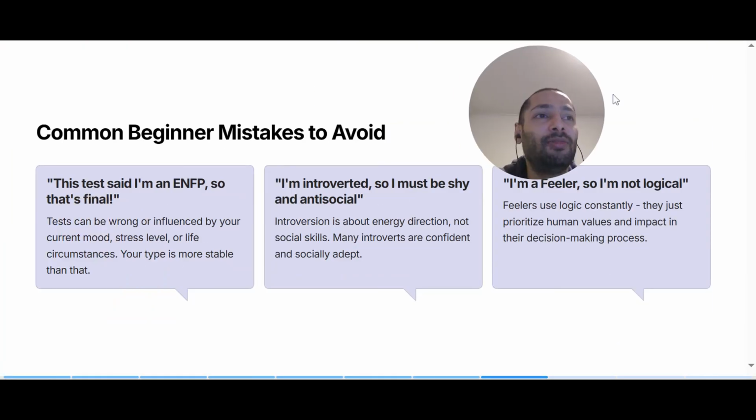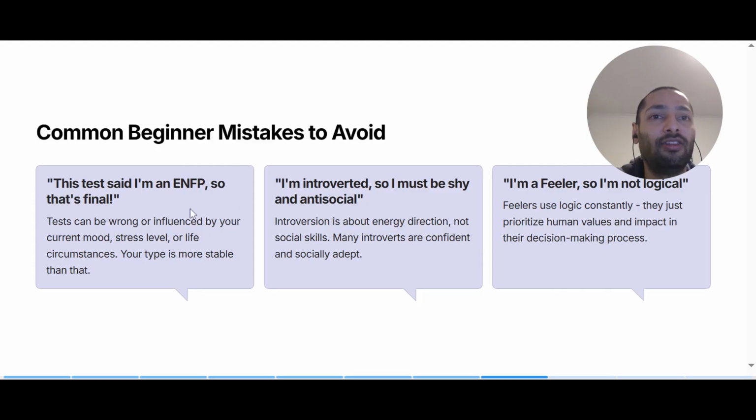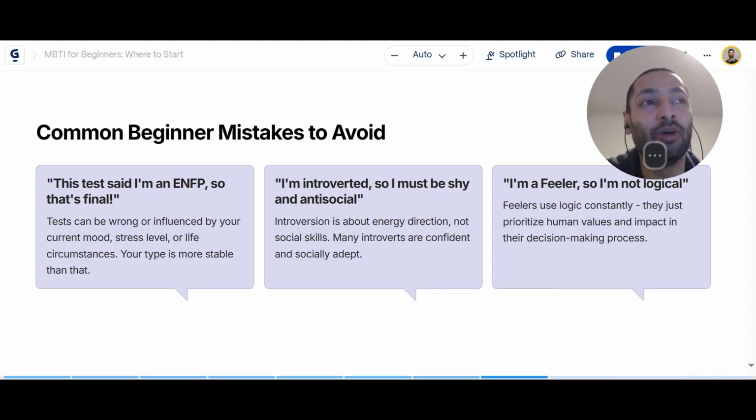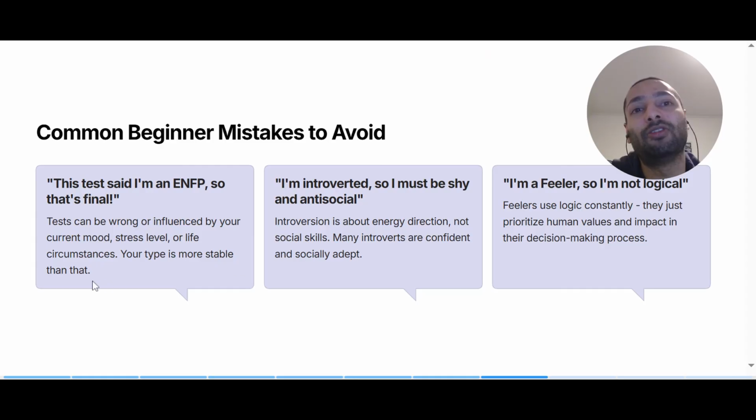Common beginner mistakes to avoid. So this is the fourth part. This test said I'm an ENFP, so that's final. Yeah, like me, I took a test and I got told I was an ISTP. I ended up being an ESFP. So tests can be wrong or sometimes influenced by your own mood or what you want to be correct. I think I purposely answered the test because I thought I was an ISTP beforehand. Your type is more stable than that.